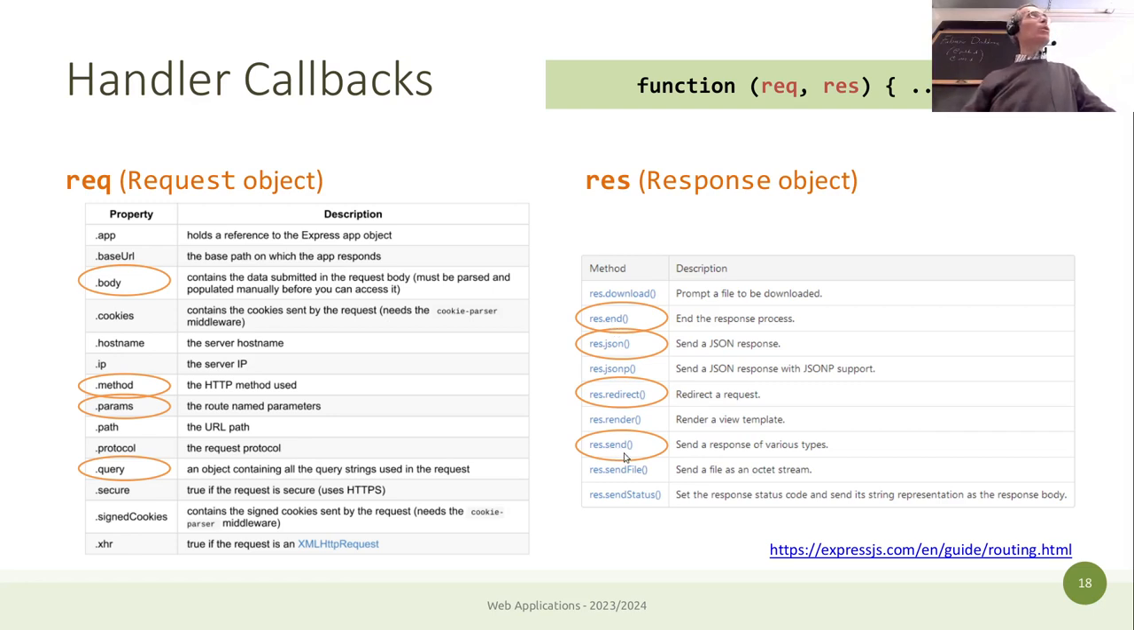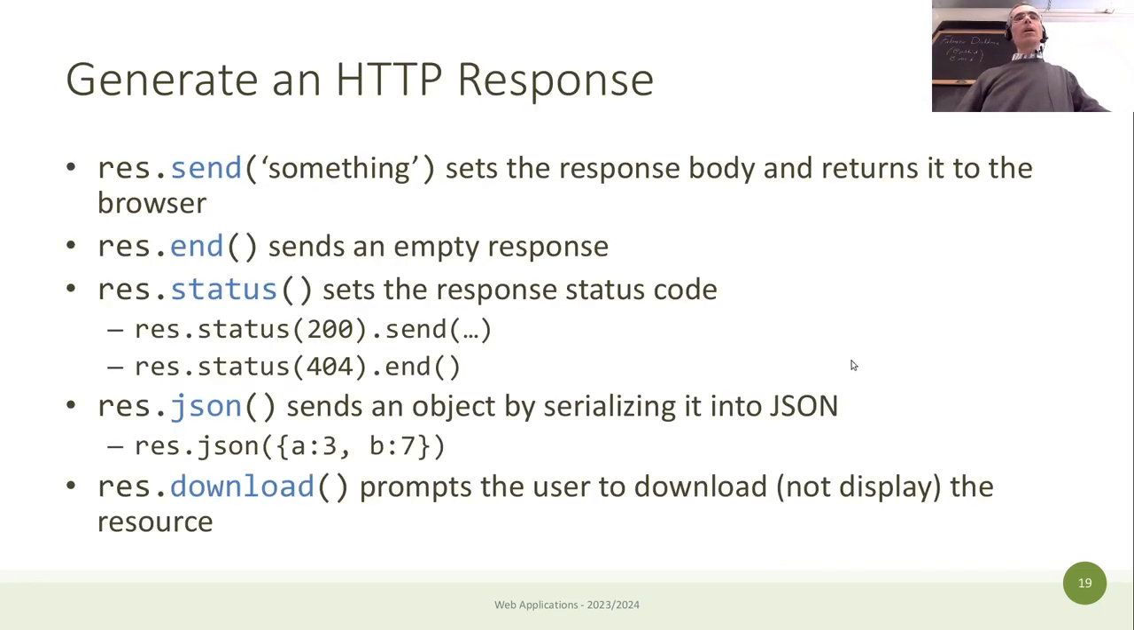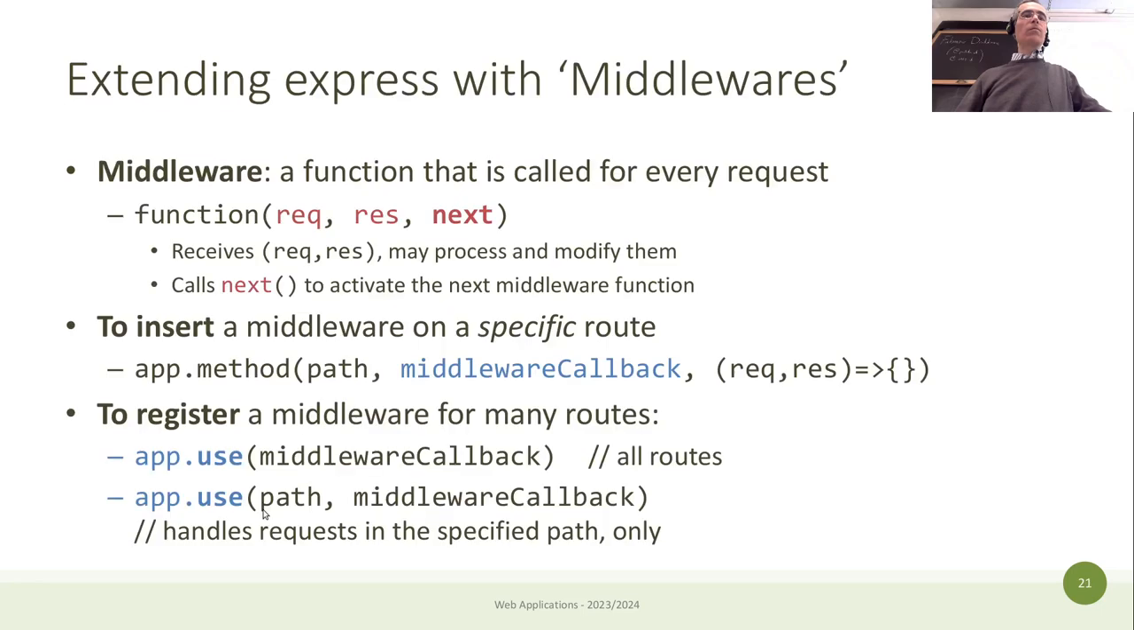The send that we already saw sends the response of various types depending on what you pass, or json. That's a very convenient method because it takes what we pass there, typically an object, but it could be an array or something else. It gets converted to JSON format and sent back to the client, okay? So that's just a summary of what we said. There's something more, but not as useful.